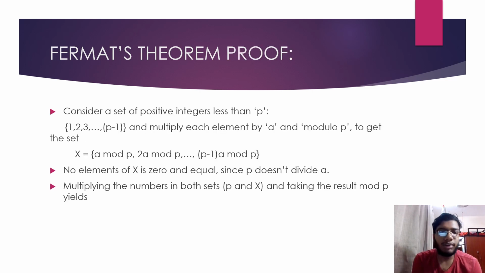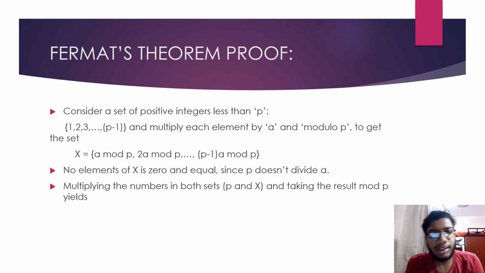Now coming to the proof of Fermat's theorem, we consider the set of positive integers less than p, this is 1, 2 up till p minus 1, and multiply each element by a and take modulo p to get the set X, which is a mod p, 2a mod p, up till (p minus 1)a mod p. None of the elements of X is equal to 0 because p does not divide a. Furthermore, no two of the integers in X are equal.